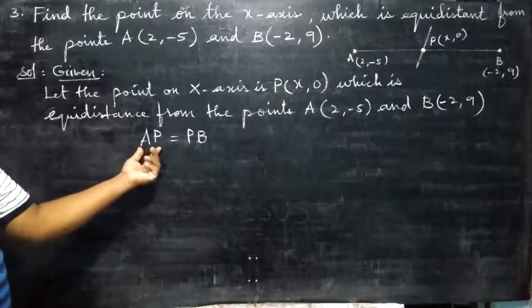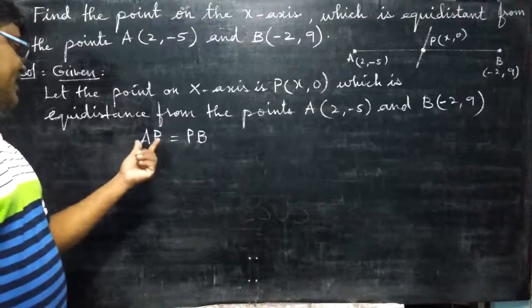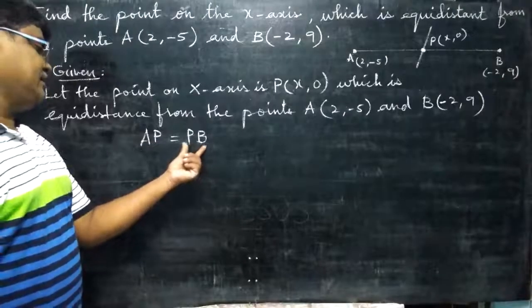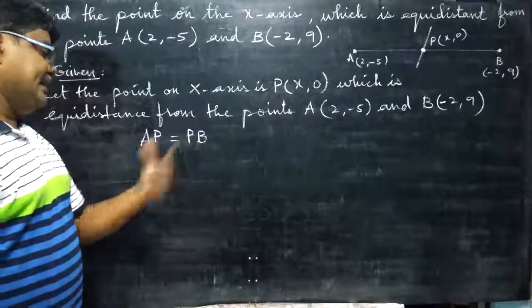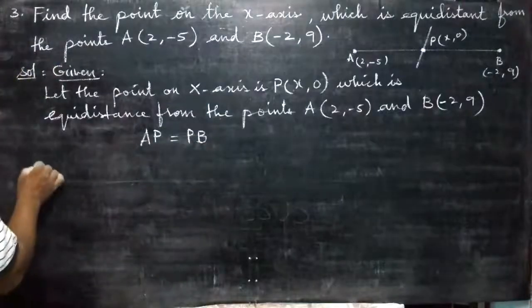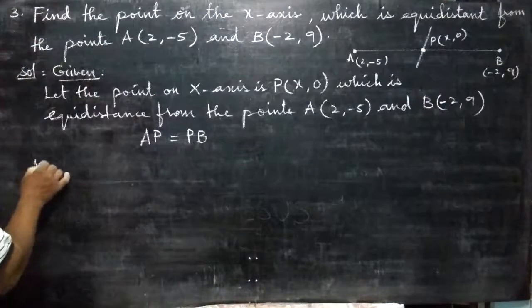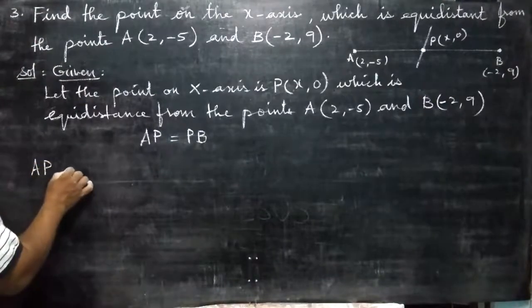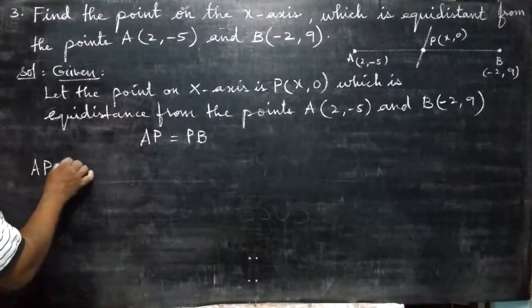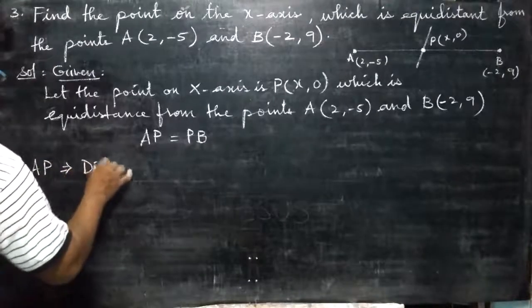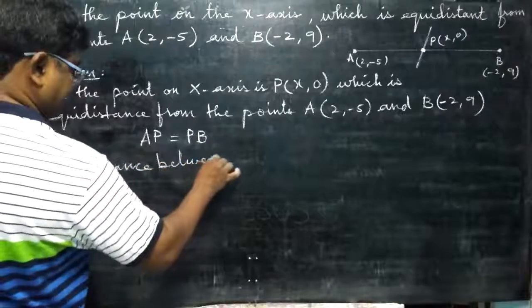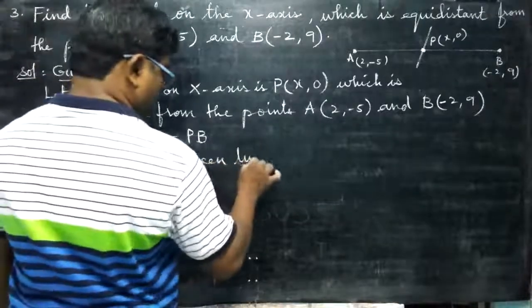What is AP? Distance between the 2 points A and P. What is PB? Distance between the 2 points P and B. So first take AP. AP is what? AP implies the distance between 2 points.